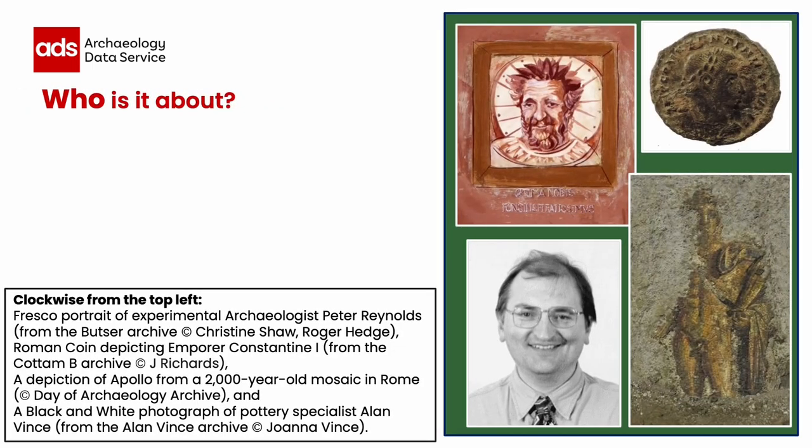Where a resource is about a particular person or figure, it is important that users can find it based on their name or common identification. Things to consider when describing people for users are alternative names. Is a historical figure known by different names by different researchers? Roman Emperor Constantine I, shown here on a coin in the top right, was also known as Constantine the Great, or the object itself might refer to him by his Latin name Flavius Valerius Constantinus.